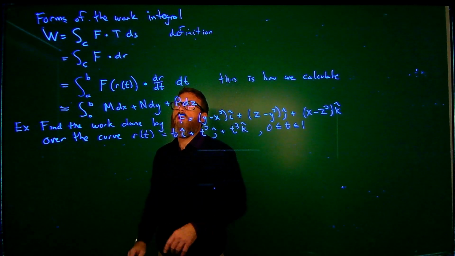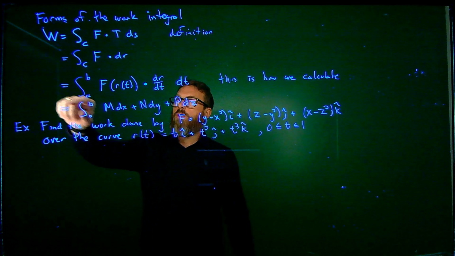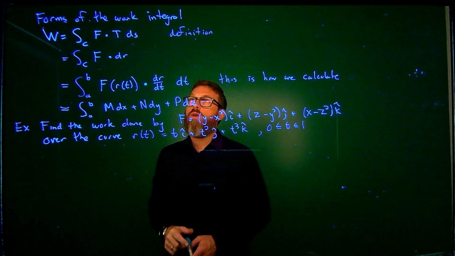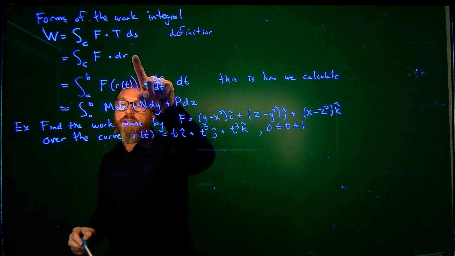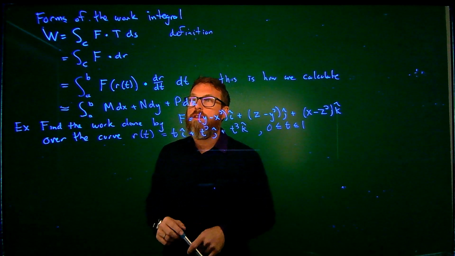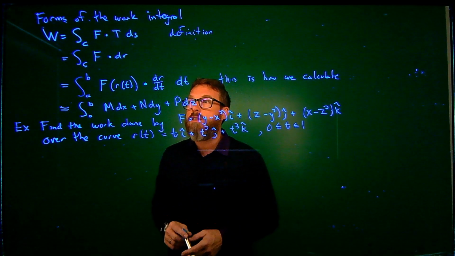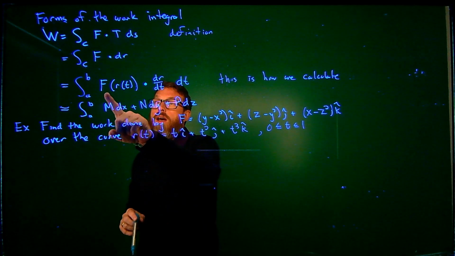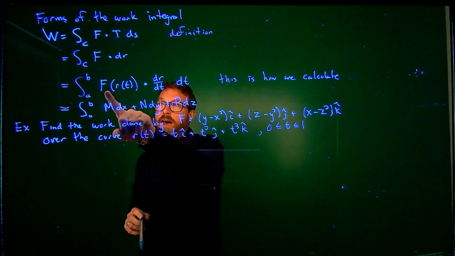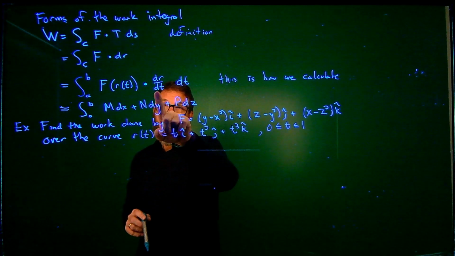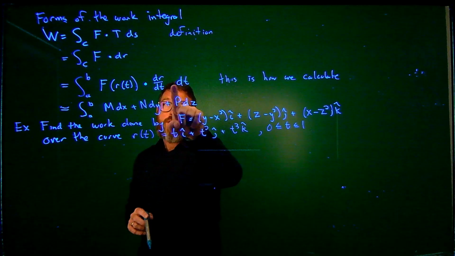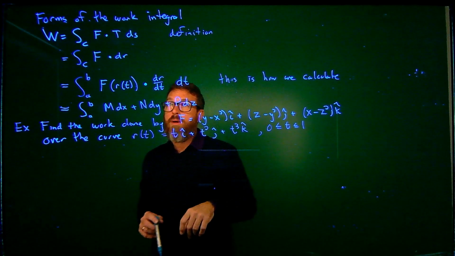All right, so what I want to write is different forms of the work integral. We know by definition it's the integral over C of F dot T ds. So this is the definition, which is not super useful, but at least it explains what it does. Now how we calculate it is going to be the integral from a to b of F, the field evaluated at the curve, dotted with the derivative of the curve with respect to t, and this integral is going to be with respect to t.